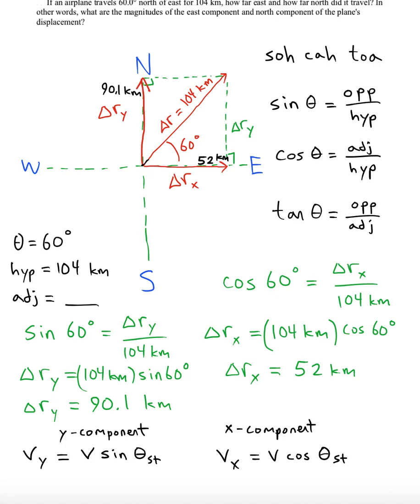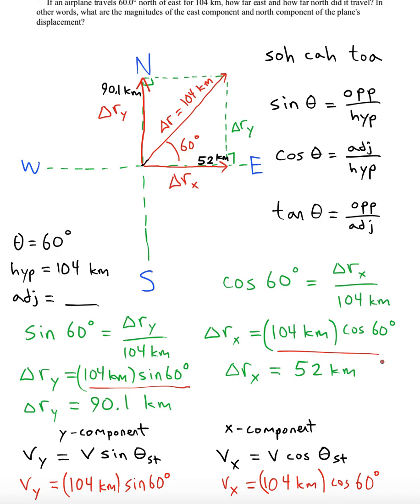Now, as you can see here, if we do plug in, we're going to get the same answers that I had gotten above. The magnitude of the vector that we had drawn was 104. 104 sine 60 is actually right here. And over here, we'll have 104 cos 60. And we had gotten the same thing right here with SOHCAHTOA.